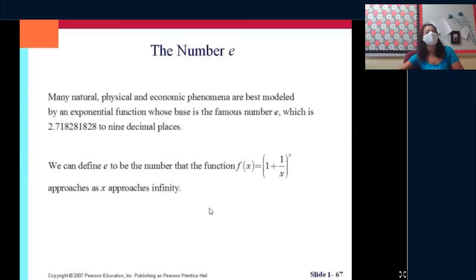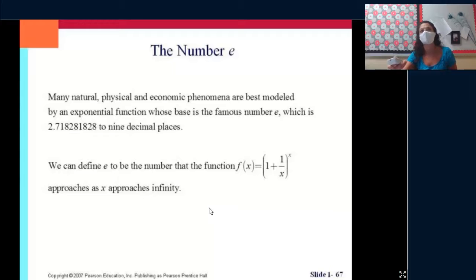All right, so we have the infamous number e. E is an irrational number. It is an exponential phenomenon that occurs in lots of physical and economical aspects of the science world. It is an actual function, if you never knew that. E is actually a function, and it can be represented using the equation up on the board.